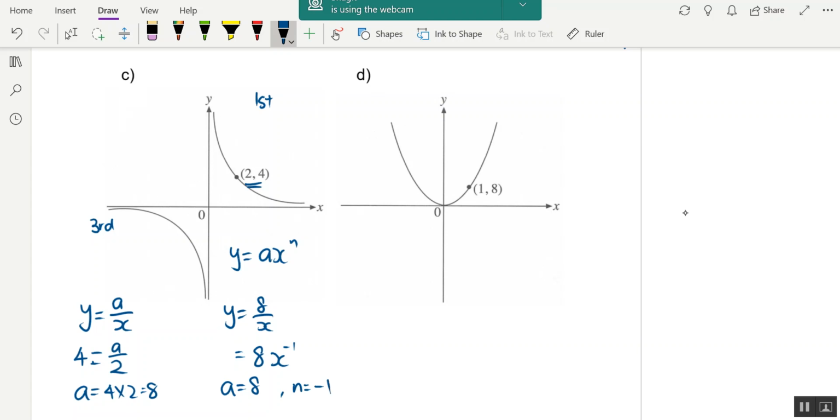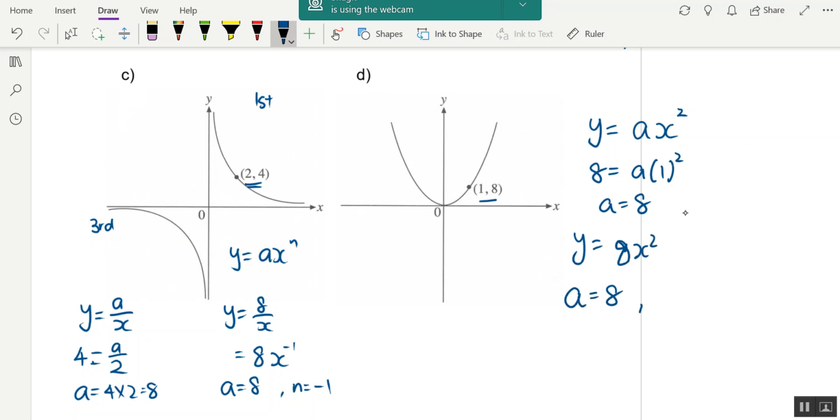Next, the U-shaped graph. The U-shaped graph is y equals ax to the power of 2. Same thing, how do you know what is the a? Put in 8 and 1 into your y and x. 8 equals a bracket 1 squared. So a is equal to 8. So you have y equals 8x to the power of 2, which means that a is equal to 8 and n is equal to 2.